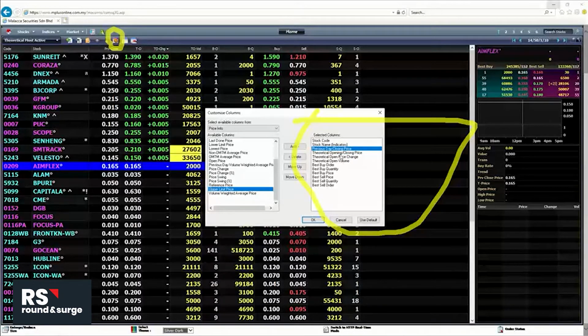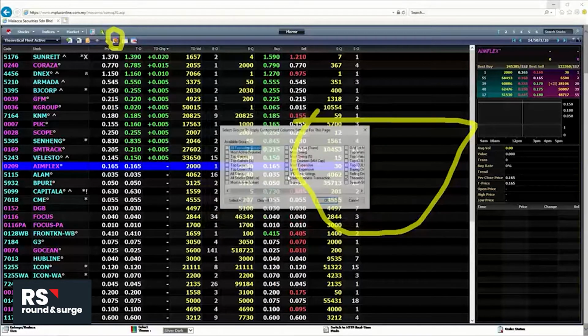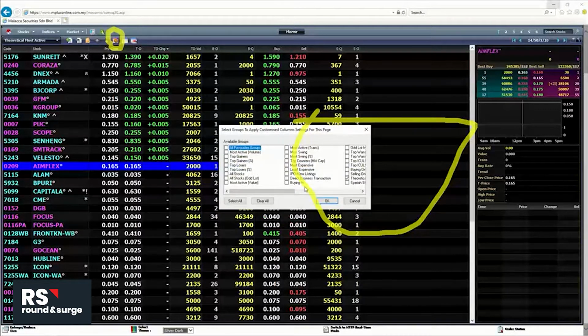Okay, then because these are the things that we want to look into, then you can just click OK and then apply into all of it, or just add theoretical most active. Okay, and then you can just select OK, and then you will see all of this here.